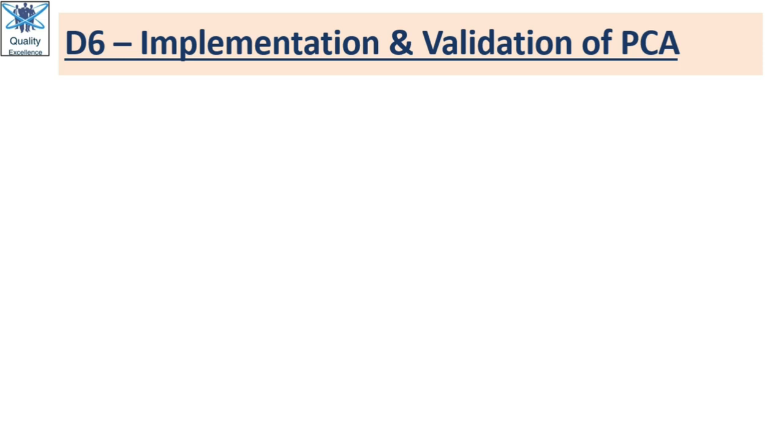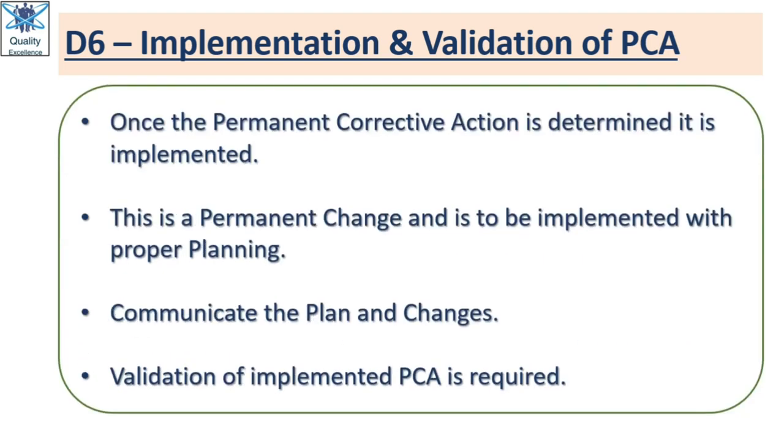Now the D6 stage is implementation and validation of permanent corrective action. Once the permanent corrective action is determined in the D5 stage, it is implemented, and this is a permanent change. It is not like interim corrective action, right? This is a permanent change and it is to be implemented with proper planning and communication. We should communicate the plan as well as changes, and validation of the implemented permanent corrective action is required.